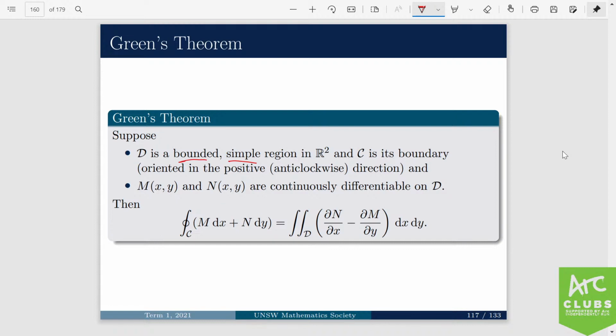Anyway, we have some conditions. So if D is bounded and simple, and this boundary C is oriented in the anti-clockwise direction, and if M and N are both continuously differentiable, then we have this identity essentially.